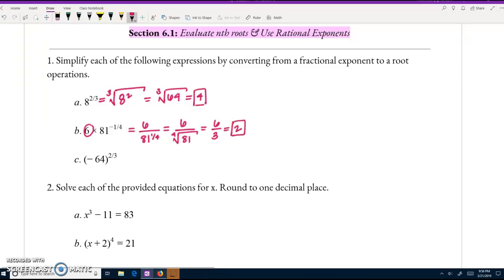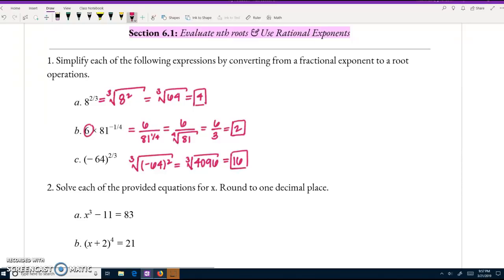Last one here is negative 64 to the 2/3 power. So what we can do here is take the cubic root of negative 64 squared, and if we wanted to simplify that operation, we can take negative 64 and square that quantity, which gives us 4,096. 4,096, if you check your list of perfect cubic values, is going to give you a result of 16.